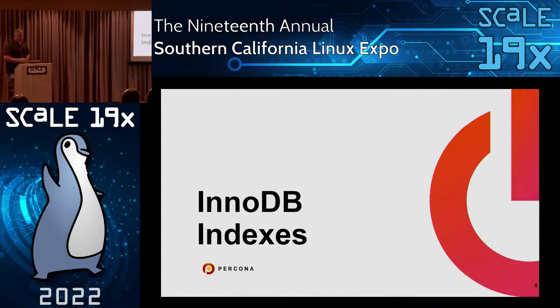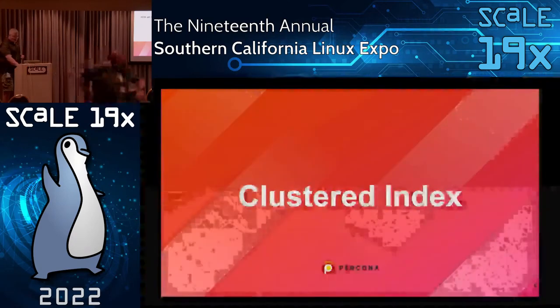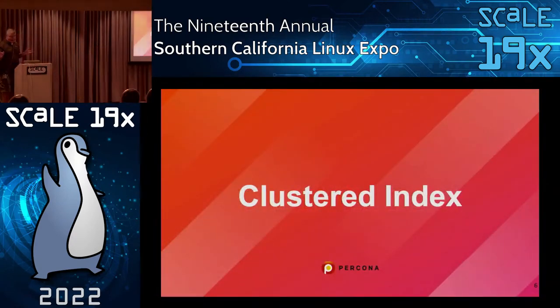So I'm talking today about InnoDB indexes. MySQL has other storage engines that, I'll be nice and say, were forsaken by Oracle, but InnoDB is a superior storage engine. So with an index, you gain the ability to go to a specific location that has the information you want. And that way it's faster. You don't have to read all the previous stuff. You go right to the entry you want. So if you want to know something about Cardinal Adrian, you just go to page 63 in this book. I have to know absolutely nothing about Cardinal Adrian, and I like it that way.